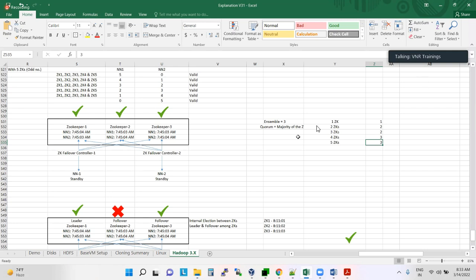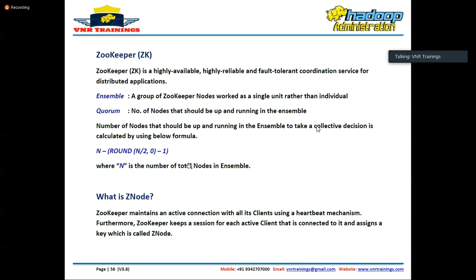So here quorum means what majority of the zookeepers should be running in the ensemble. Quorum will decide how many of the zookeepers should be up and running in the ensemble. Got it? So now how do you decide how many nodes in the ensemble should be up and running? There's a calculation here. Even if you go with this calculation, you get the same numbers.